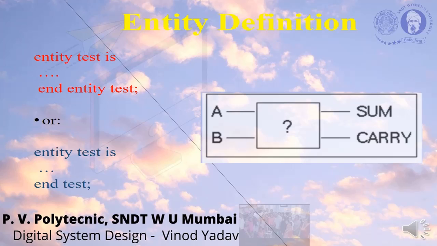Another way of writing this entity test is similar to the earlier one. Here we are defining the entity and at the end is end test. So it is not necessary that you write end entity and the name of the entity. We can just write end and the name of the entity.